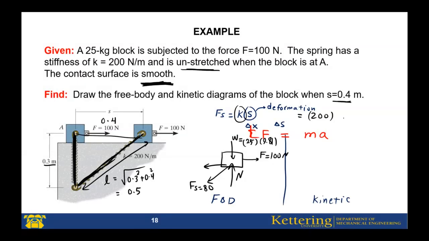Means that the deformation of the spring will be the difference between the final length and the initial one. Means that L minus L0, this will be 200 multiplied by 0.5 minus 0.3. This will be 200 multiplied by 0.2. This will be 40.